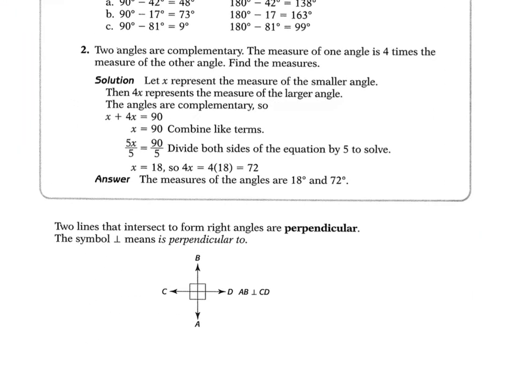Okay, two lines that intersect to form right angles are perpendicular. The symbol that looks like an upside down capital T means perpendicular to. So if you look here, it says that the lines AB and CD are perpendicular to one another. It just means that those two lines intersect and form a 90-degree angle. They have to form a 90-degree angle in order to be perpendicular.